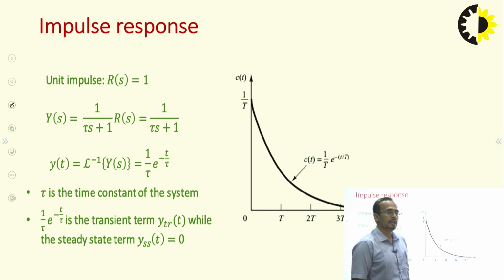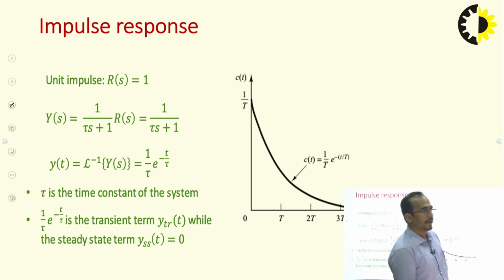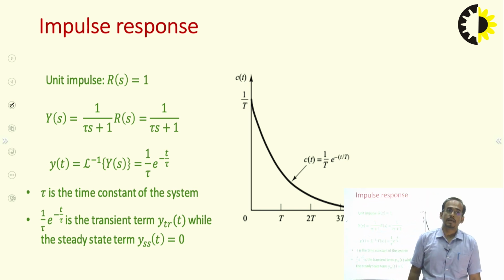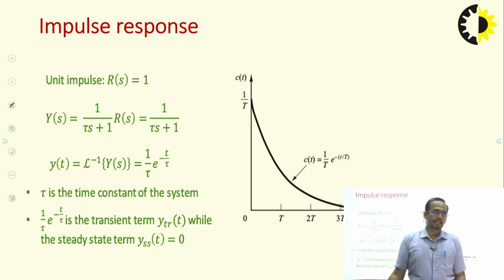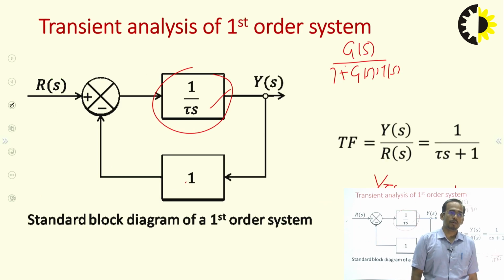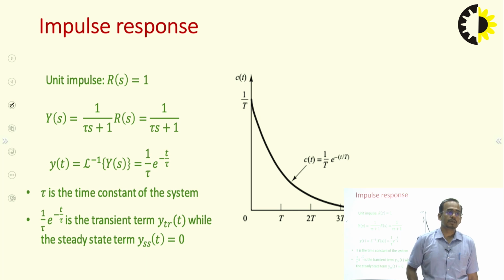How will you find the response? You can find the impulse response as well as the step response. For finding the impulse response, you have to change the value of R(s). Here R(s) will be equal to 1, so Y(s) will be equal to 1 by 1 plus tau s.